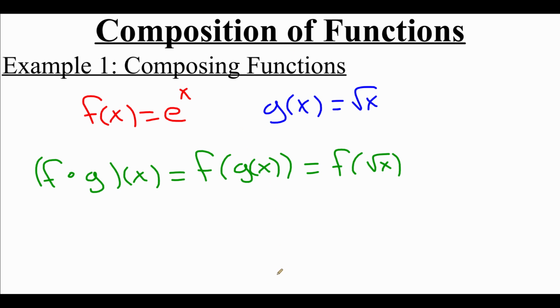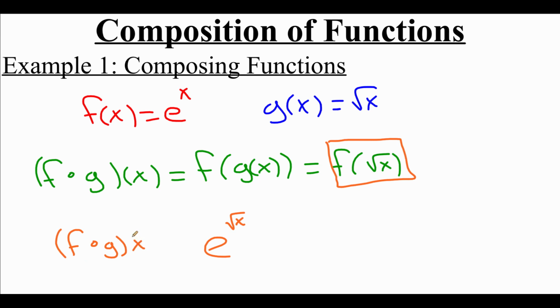So here's what I'm going to look at doing. My f function is that e to the x. But what this is saying right here is that I need to take my f function and everywhere I see an x in it, I need to replace it with the square root of x. So up here where we have our x, I'm going to get rid of that and I need to replace it with what's inside of my parentheses here, the square root of x. So I get e to the square root of x when I do this composition. So f composed with g of x is equal to e to the square root of x.